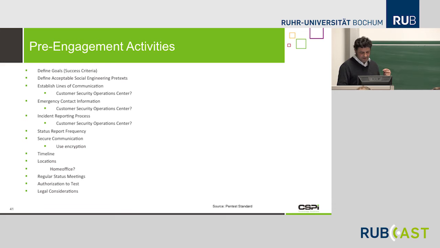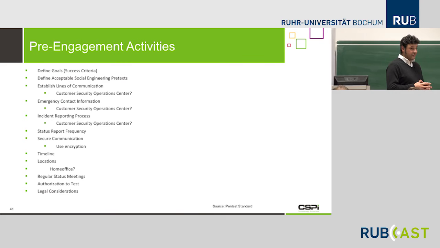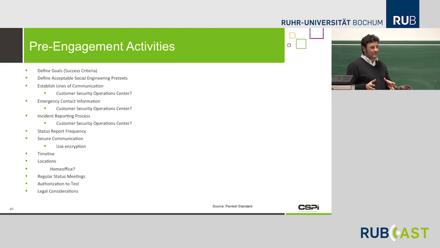Then establish lines of communication. What does it mean? At the end, if you do testing, you need to inform maybe the so-called security operations center. Usually they have monitoring in the network. And in large companies, if you do some pen testing and they are not informed, then they may react to this and your pen test will maybe fail, or they will alarm senior management. So there are lots of surprises. We experienced this, by the way, so this is not only something theoretical that happened.